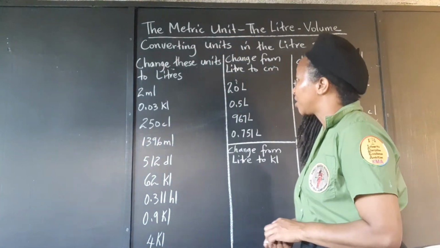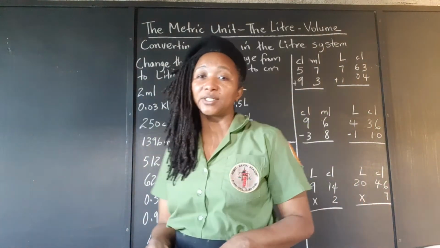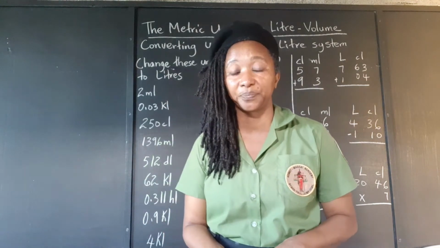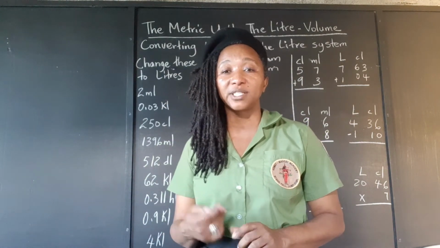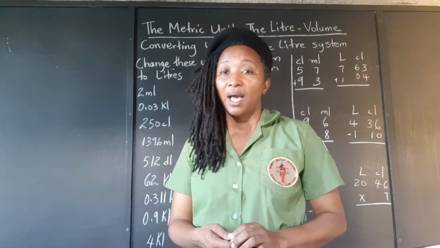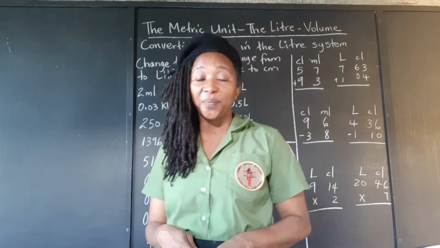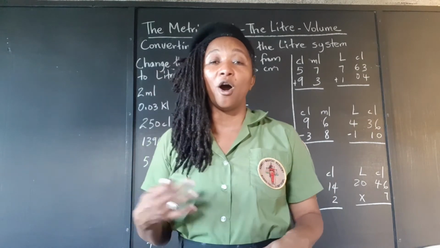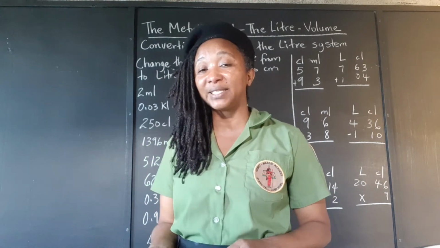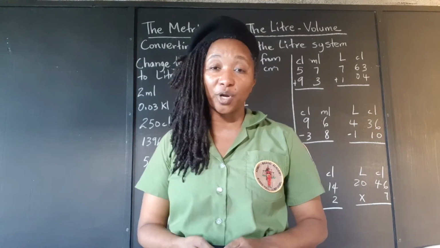Now, changing from smaller unit to bigger unit, we divide. Changing from bigger unit to smaller unit, we multiply. And we can also use the prefixes to help tell us how many places we're going to move the decimal point or how many zeros we're going to add.